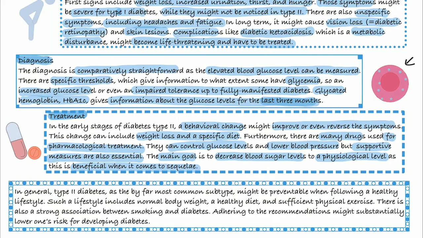Now, in general, as type 2 diabetes is by far the most common subtype, and this is actually a preventable metabolic disorder when following a healthy lifestyle, for example, having a normal body weight and following a healthy diet, as well as sufficient physical exercise. And there's also a strong association between smoking and diabetes. So you might want to adhere to those recommendations as they substantially lower one's risk for developing diabetes. Now, this was a quick introduction into this actually very common metabolic disorder.